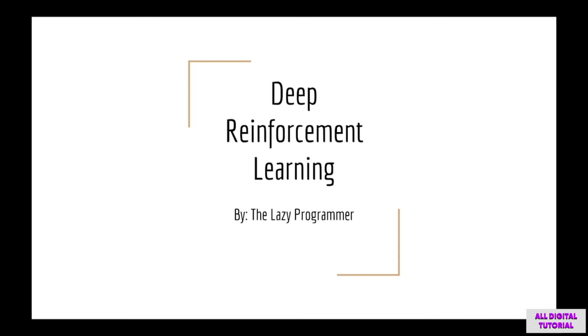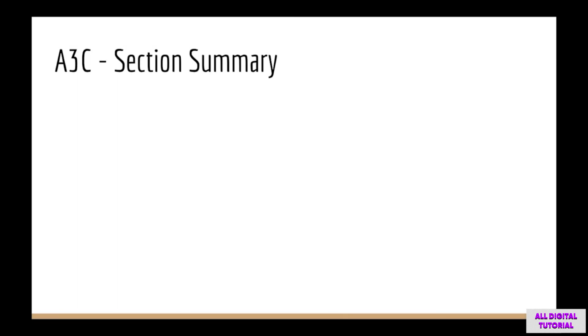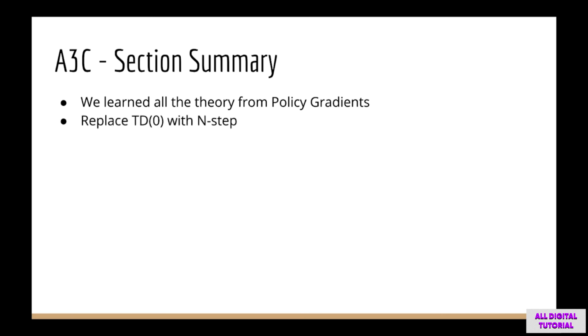Hey everyone, and welcome back to this class, Deep Reinforcement Learning, Deep Learning in Python Part 7. In this lecture, we are going to summarize everything we learned in this section. A majority of this section was just code because we already learned all the theory we needed in the policy gradient section. The only minor difference in theory is that we use the n-step return instead of the TD return.